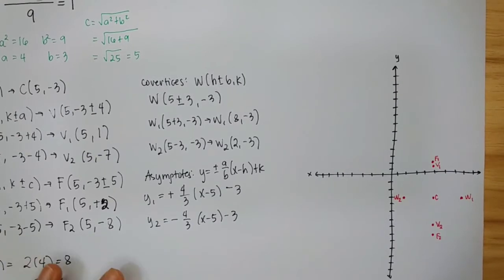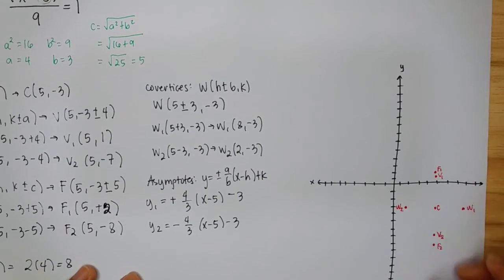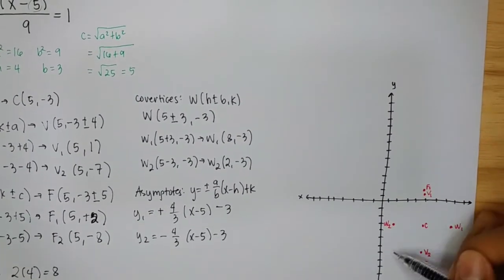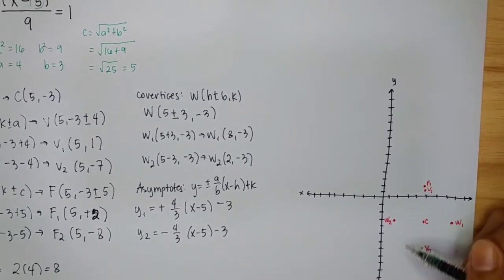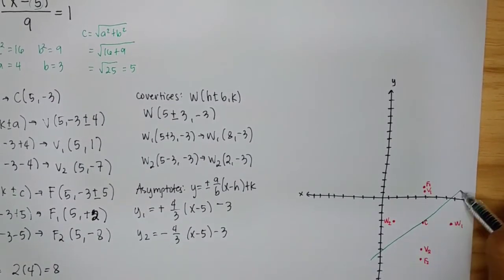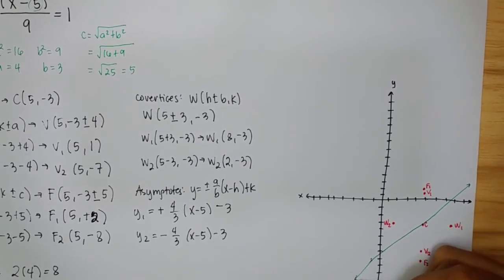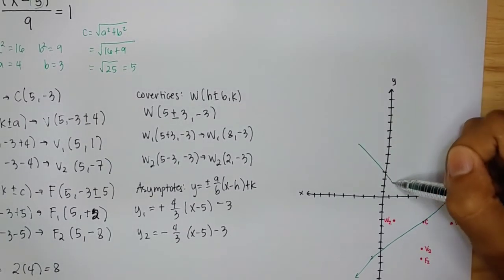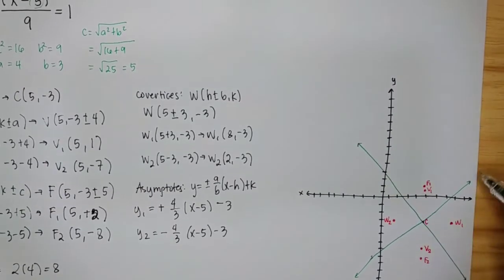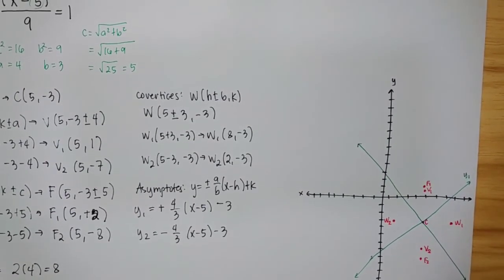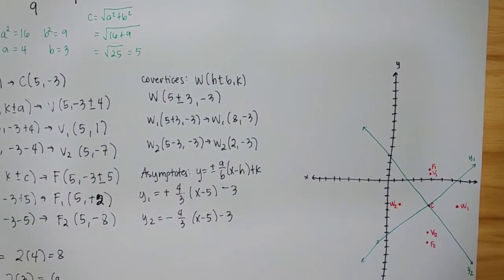So, we already have our points plotted. So, let's have here our asymptote. So, assuming this is our asymptote, passing through the center. So, ayan siya. So, this is our y1. This is our y2. So, hindi natin siya nalagpasan kasi kulang yung space natin.